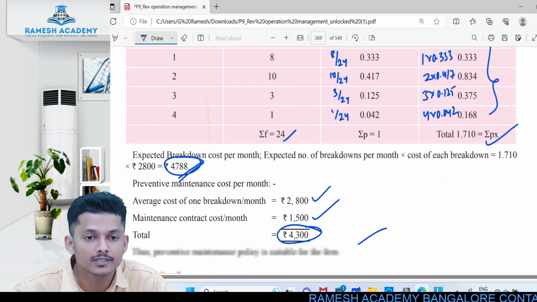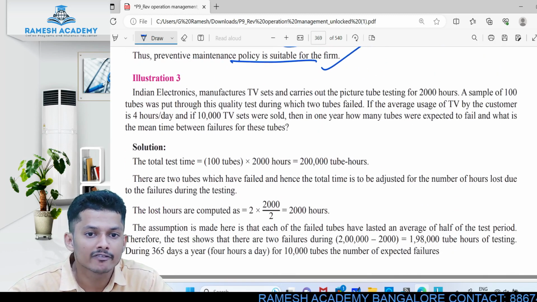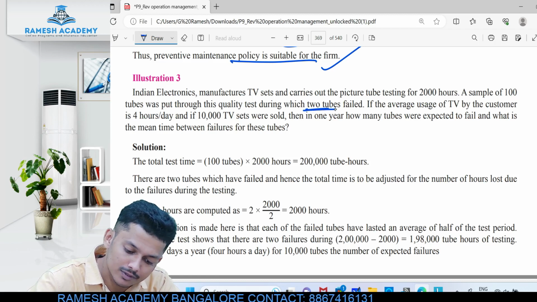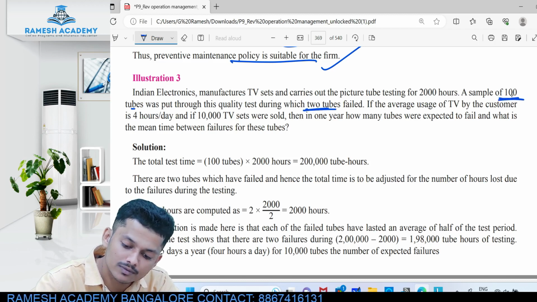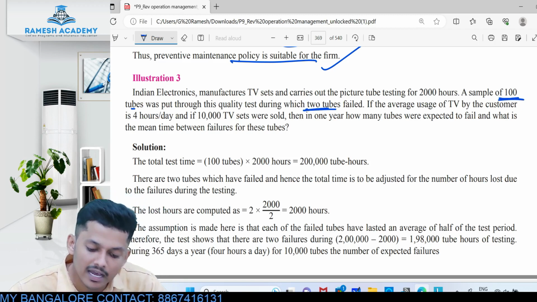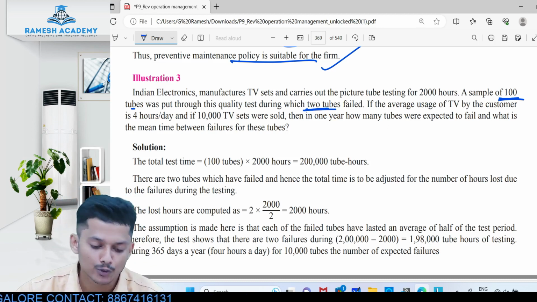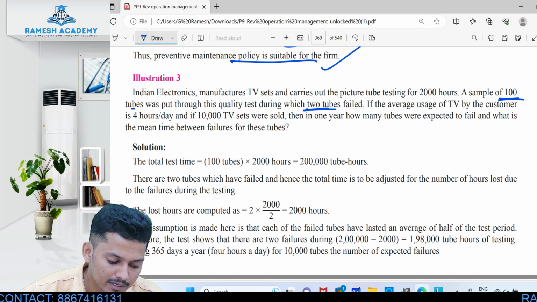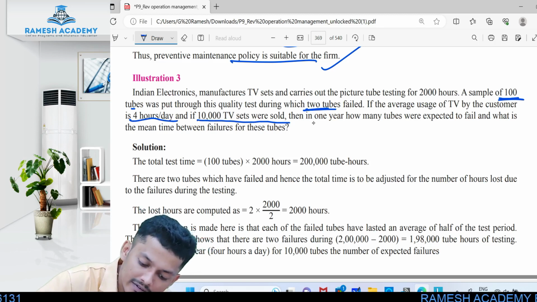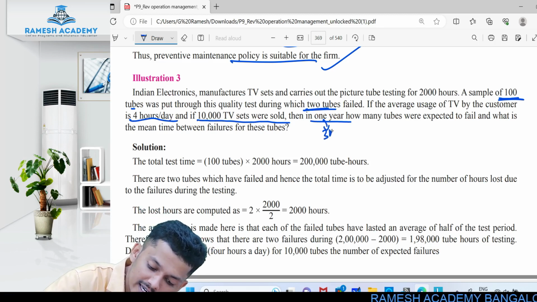Yeah, next go to the third question. Indian electronic manufacturers make TV sets and carry out the picture tube testing for 2000 hours. A sample of 100 tubes was put through this quality test, during which 2 tubes failed. 2 tubes failed out of 100 tubes. If the average, we always go by dividing by 2, right? If the average usage of the TV by the customer is 4 hours and if 10,000 TV sets were sold in 1 year, that is 365 days, how many tubes were expected to fail?